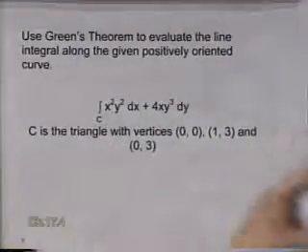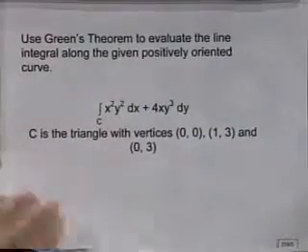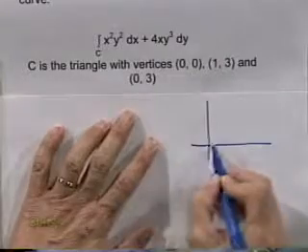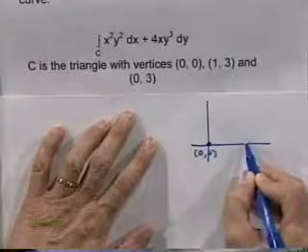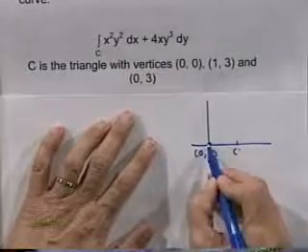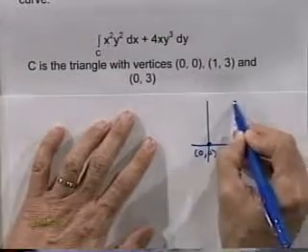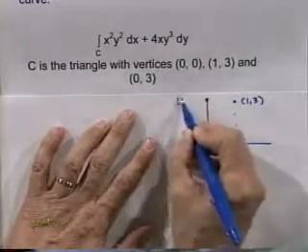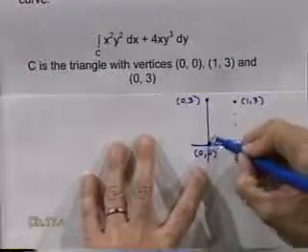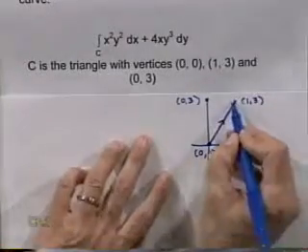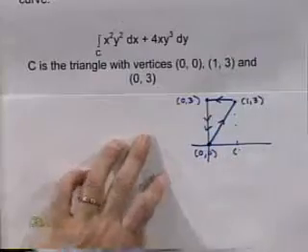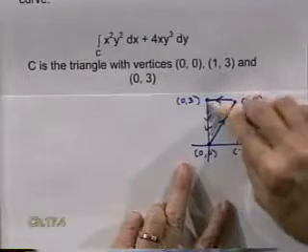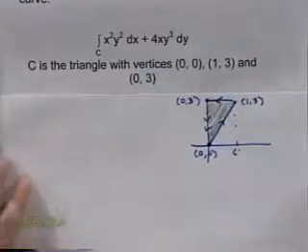So first of all, I want to draw my region. And that's the hardest part, if you ask me, or the most important part. 0,0 is right here. 1,3, you're going over 1 and then up 3. 1, 2, 3, so that'd be around here. And then 0,3 is right here. So we're going from here, that way, then this way, and then down. So notice the region that's enclosed by that is that one right there.